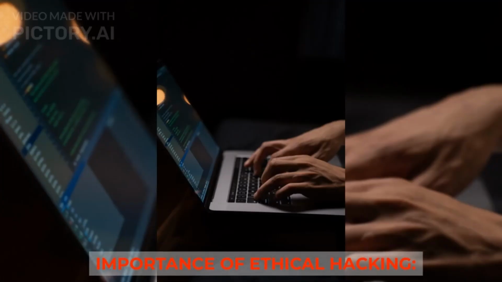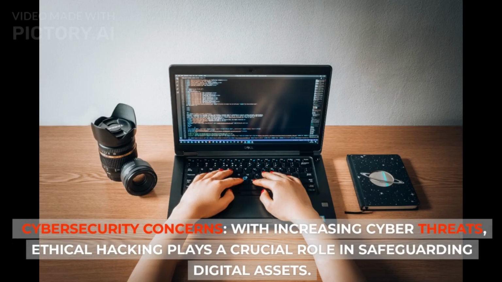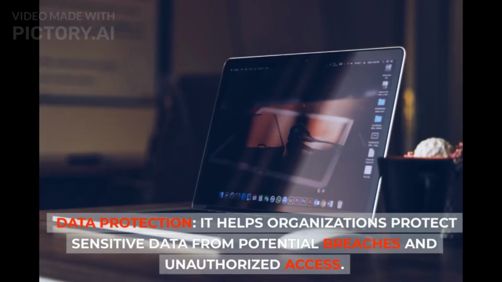Importance of ethical hacking. Cybersecurity concerns. With increasing cyber threats, ethical hacking plays a crucial role in safeguarding digital assets. Data protection. It helps organizations protect sensitive data from potential breaches and unauthorized access.